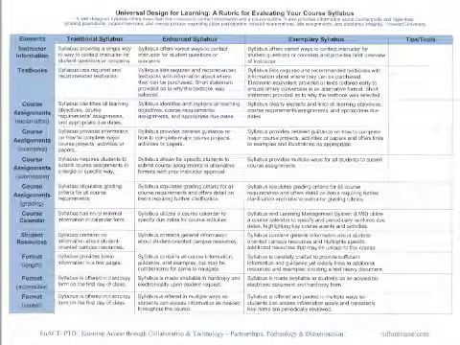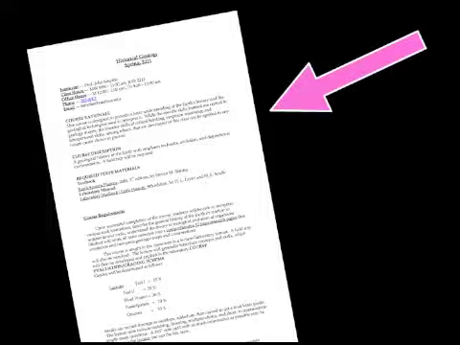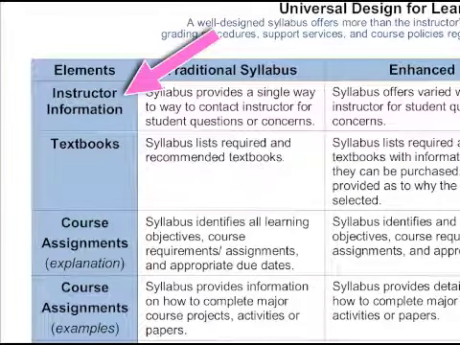The UDL guidelines have a rubric for creating an effective and accessible syllabus. We will use this rubric to go through an actual syllabus and provide critiques on how to make it more accessible to all students. Instructor information. In order for a syllabus to be accessible to all students, it must provide the instructor's information in a way where students will be able to understand the information.